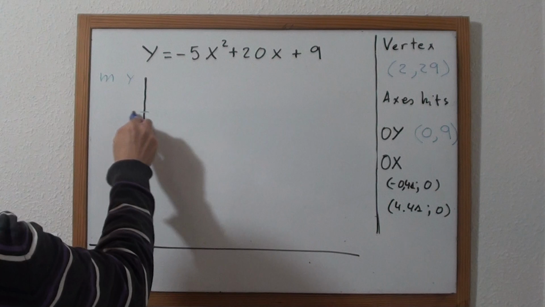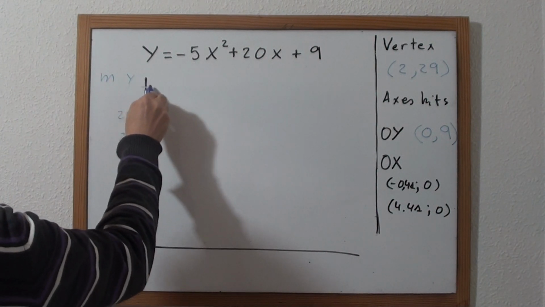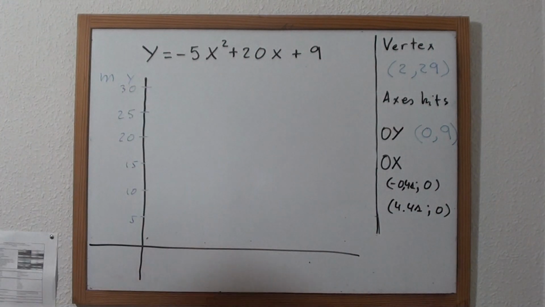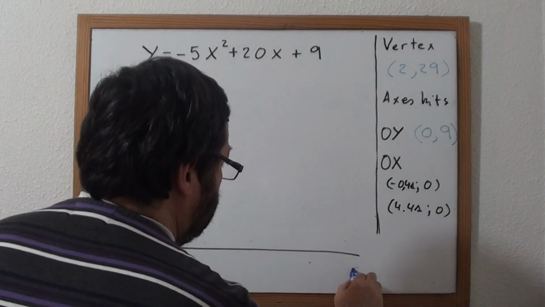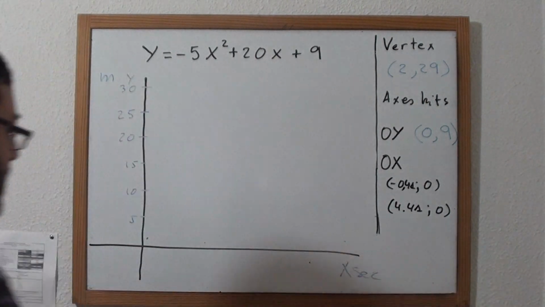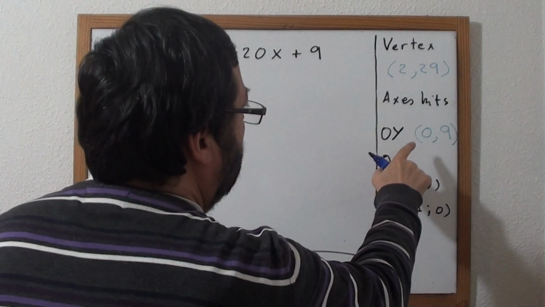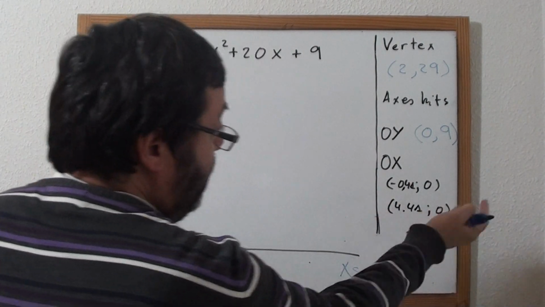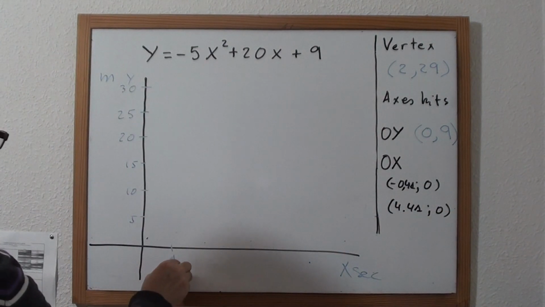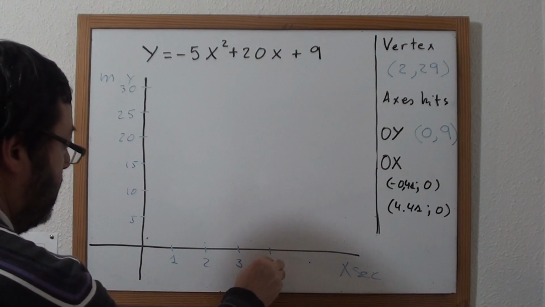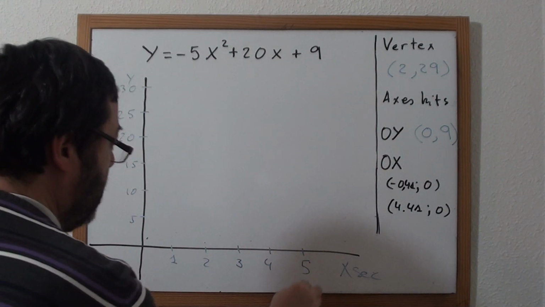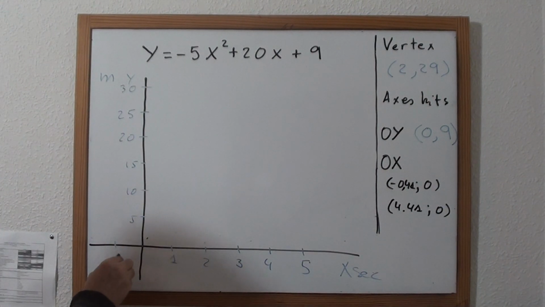15, 20, 25 and 30. With that I have enough. On the other axis, though, these are the seconds, this is the x-axis, the highest number is 4.41, so it is enough if I use this. 1, 2, 3, 4, 5, and that should be enough. If you want the negative, it would be here, -1, and this would be -5.